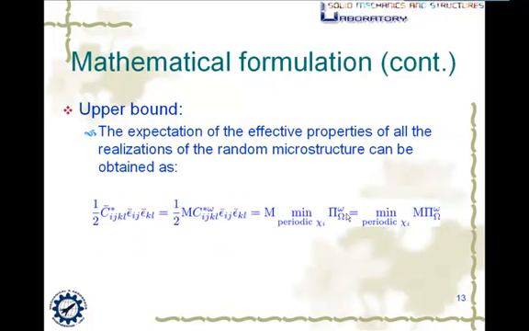Apply mathematical expectation on both sides. We use C bar star to express the expectation of effective properties of all the realizations, which can be expressed as follows. Please note the minimization can be moved out of the expectation if chi i takes an arbitrary function of variables.